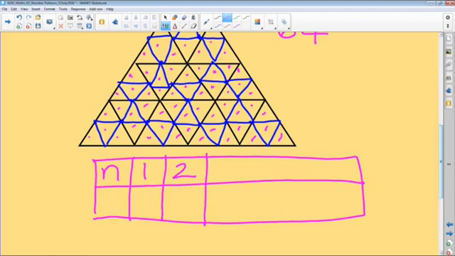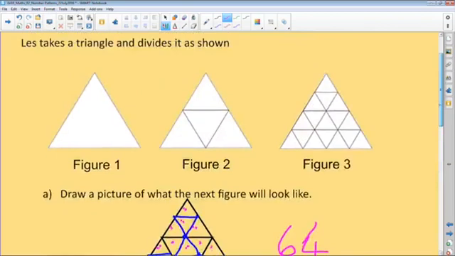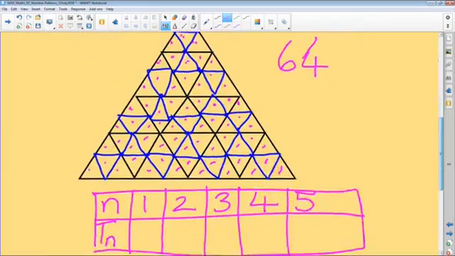Remember, n is the number of the term, and I've got 4 figures so far, and I want to know the number of triangles. Let's look at the top one. Figure 1 had 1 triangle. So let's fill that in to our table.